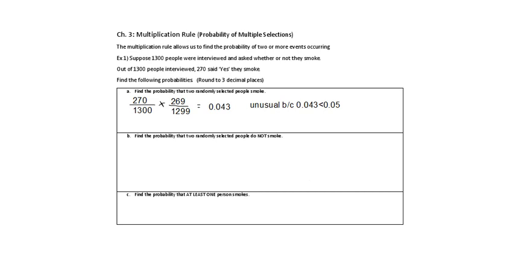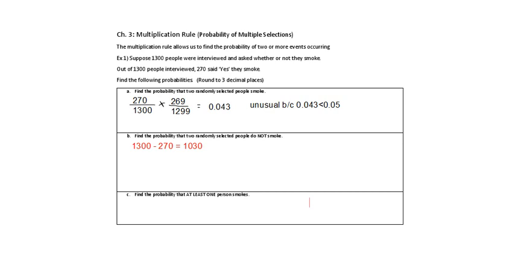Well, here's the thing. If there are 1,300 people and 270 smoke, then that means by default, if you subtract, 1,030 people do not smoke. We're going to use the 1030 for our question.